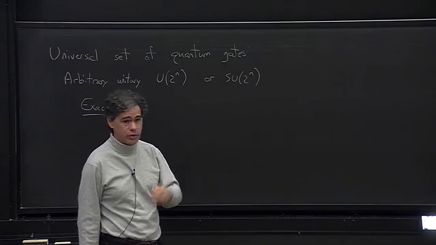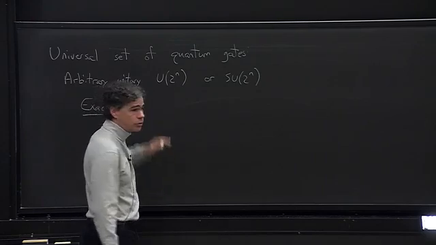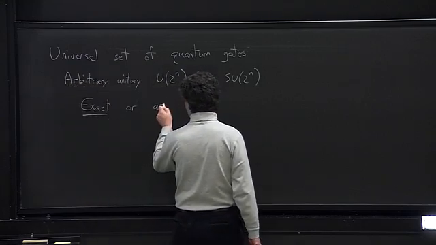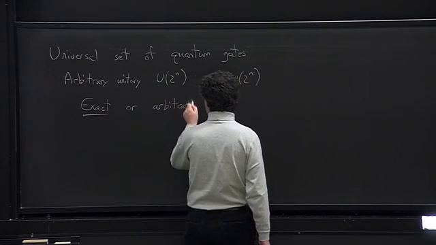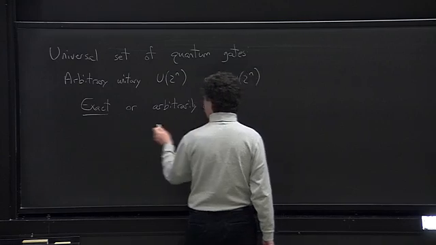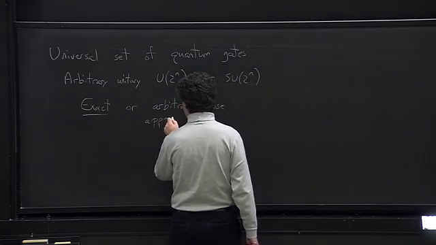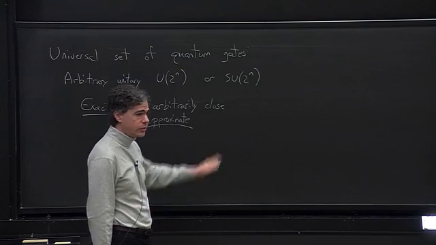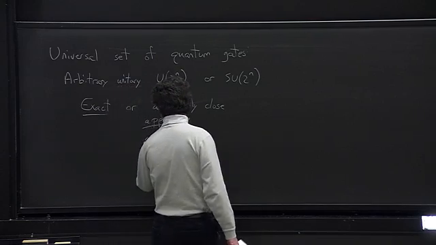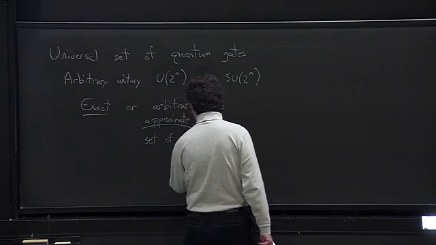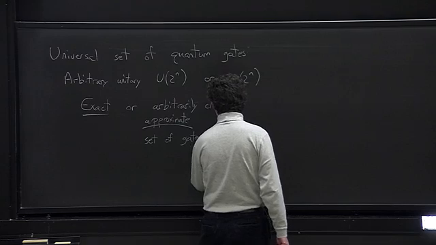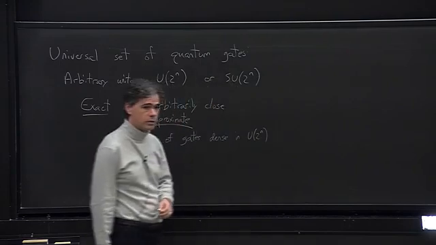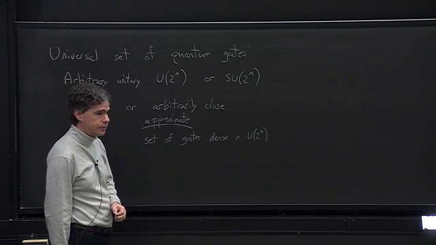Now, there's a question of how close epsilon has to be. But remember, I'm saying you can get arbitrarily close, so you can make it as small as you like. So this is approximate universality. And what this means technically is that the set of gates that you can achieve should be dense in the unitary group, or again, SU(2^n). OK?